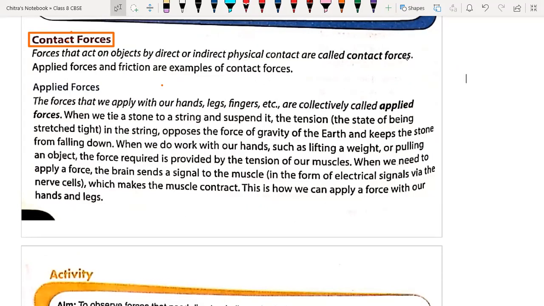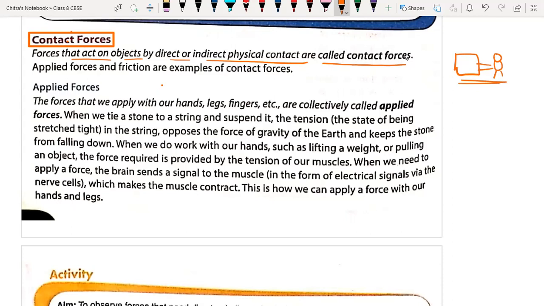Suppose you want to push an object, suppose here we have an object, and you are applying force with direct contact with that object, then it is called the contact force. Contact forces are forces that act on an object by direct or indirect physical contact. Contact must be there, it may be direct or it may be indirect. Applied force and friction are examples of the contact force.